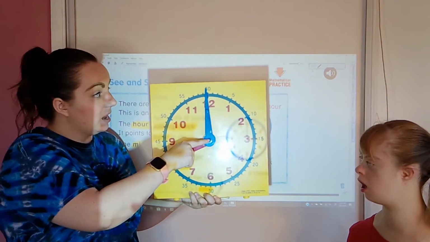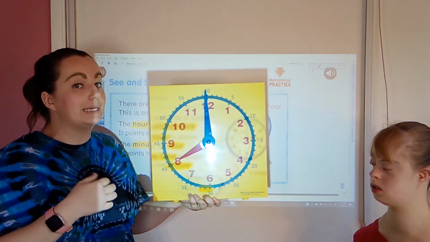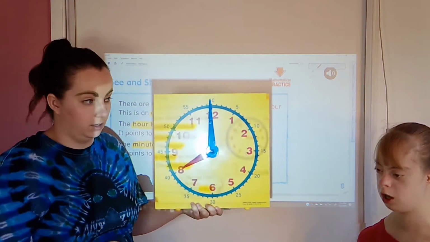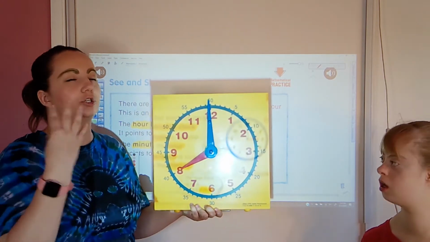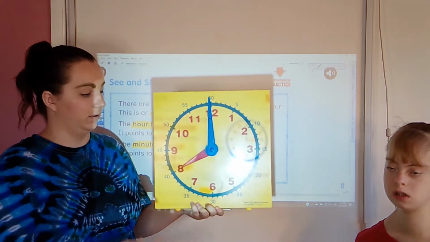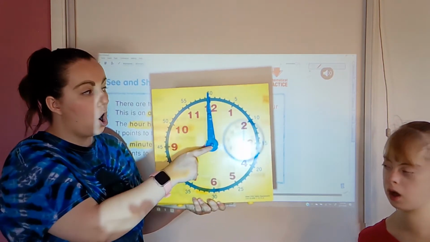And then we see the long minute hand is pointing straight up at 12. So we need to say o'clock. Okay? Make sure you're practicing saying this at home. It's going to make this lesson so much easier for you. You'd read this time as 8 o'clock.